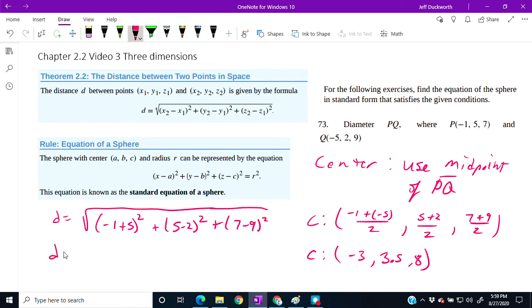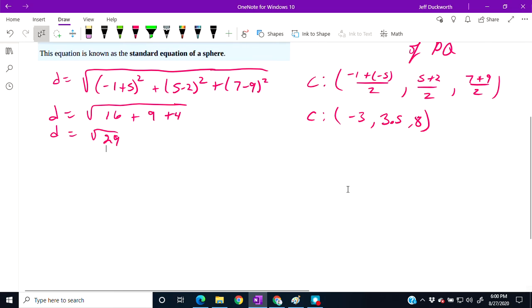So for our distance, this will be 4 squared, which will be 16. 3 squared is 9, and -2 squared is 4. So our diameter squared is 29, so the diameter is root 29. And that means our radius is 1/2 root 29.